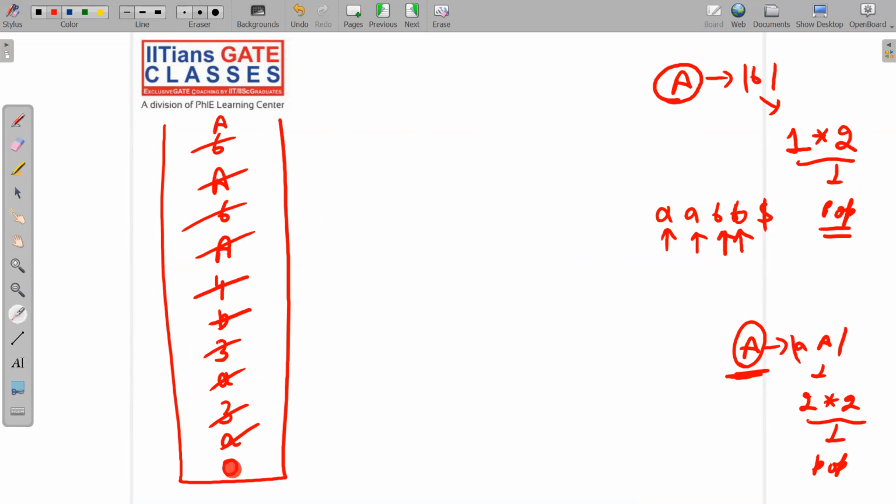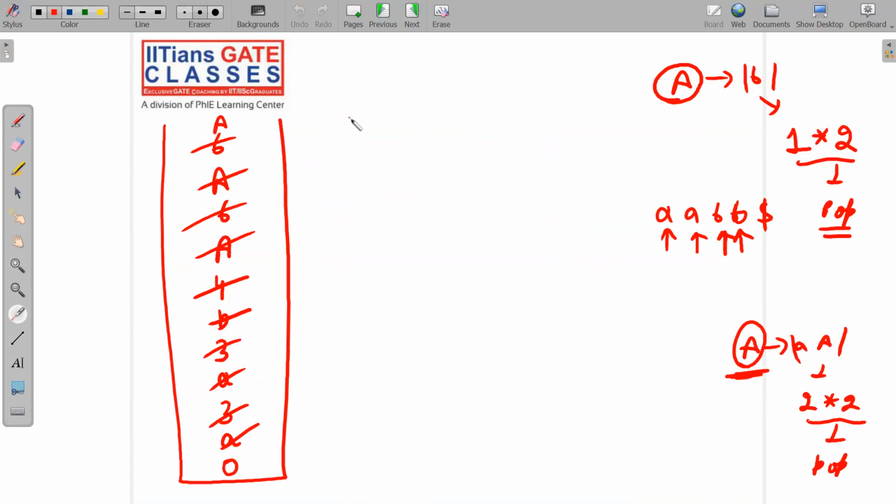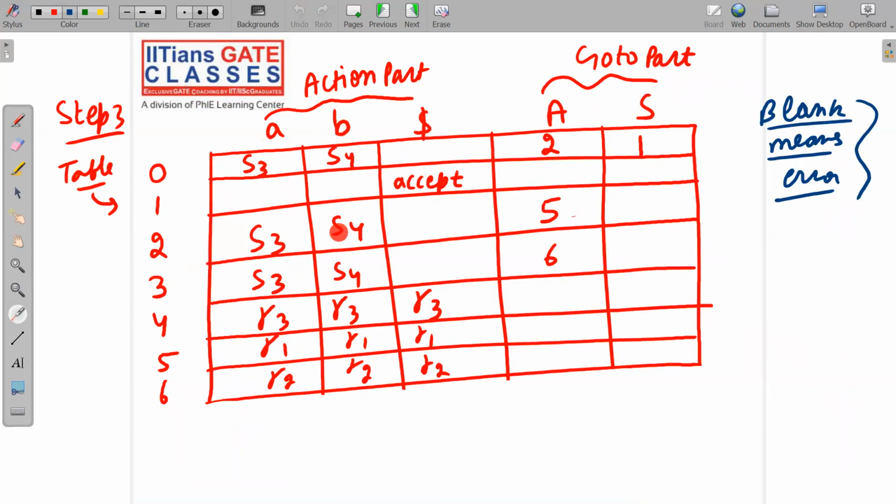Okay, now what we will do, 0 on capital A. 0 on capital A, state number 2. So I will put here state number 2. Let me use a different color because it won't be visible to all of you. Yes, state number 2. Okay, now what should be done? So 2 on small b. See, 2 on small b, S4.